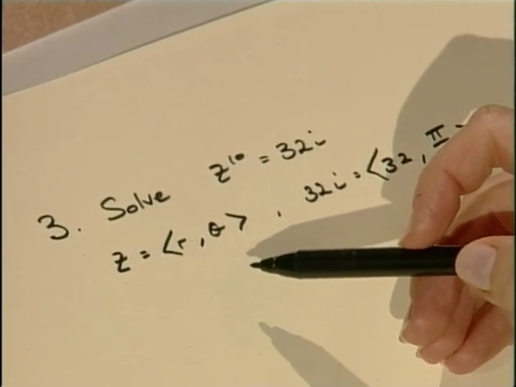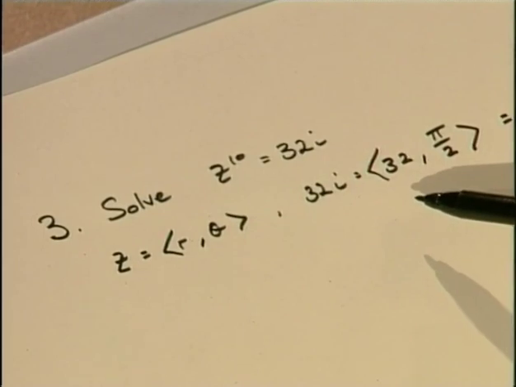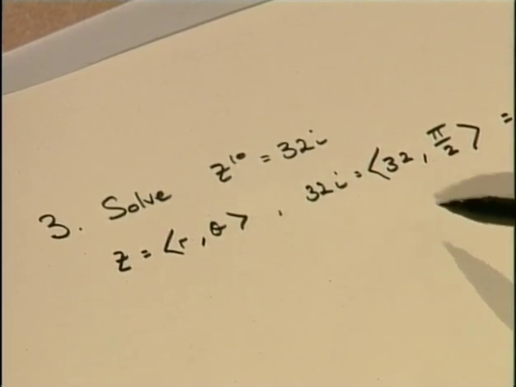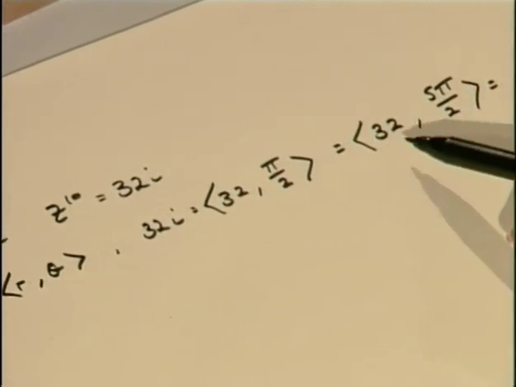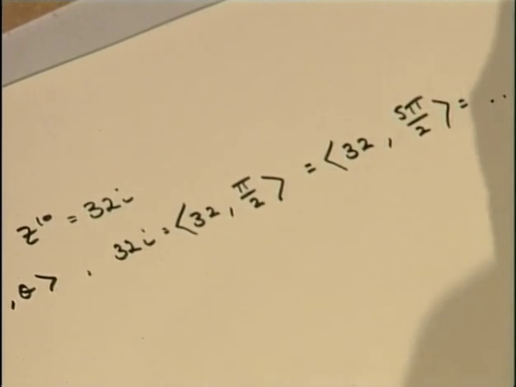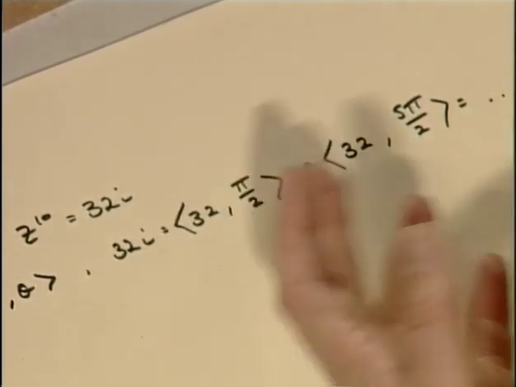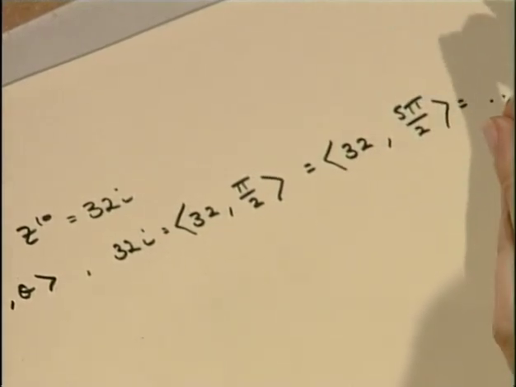So what's 32i going to be? Well, we saw in the solution that that was modulus 32 with an angle, or an argument, of pi by 2. Or it could be 32 and an angle of 5 pi by 2. Or it could be 5 pi plus 2 pi, or plus another 2 pi. In fact, it can be a whole sequence of different representations in polar form. In each case, you add 2 pi to the argument, and we'll come back to that in a minute.